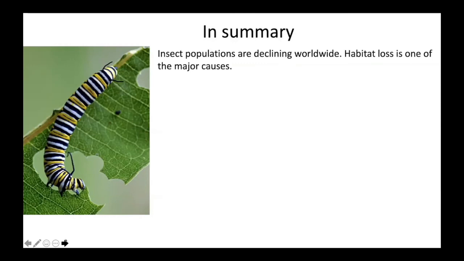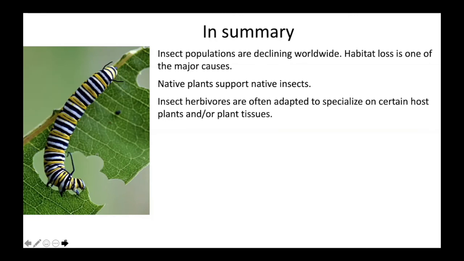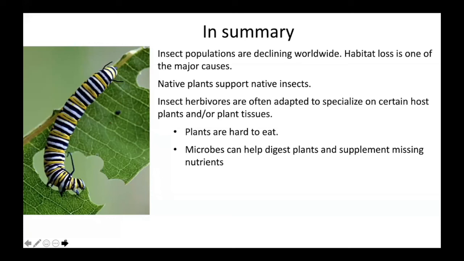we have seen that insect populations are declining worldwide, and habitat loss is one of the major causes. We know that native plants support native insects. And one of the reasons is that insects, especially plant-eating insects, are adapted to specialize on certain parts of plants or certain plant species. Ultimately, the specialization results from the fact that plants are hard to eat. They're nutritionally poor in certain things that the insects need, and they're also chemically defended. So microbes may help insects with both problems of a plant-based diet, by providing missing nutrients and also potentially by detoxifying chemical defenses.